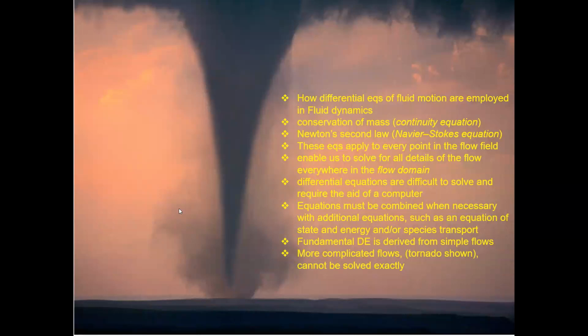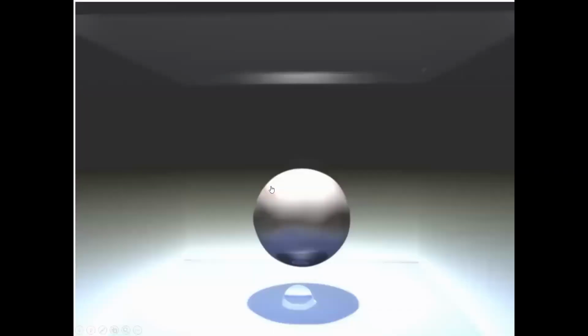More complicated flows, for example tornadoes, which is shown, cannot be solved exactly. We have to depend on the computer. Okay, no issue. What are you seeing? Good, I hope you are able to see it. Both top face, bottom face. Our intention is to write the fluid dynamics for this type of equation, or maybe fluid equation.